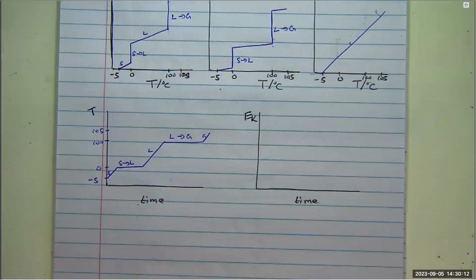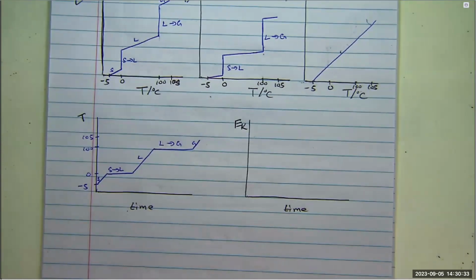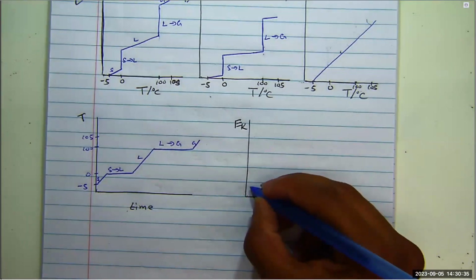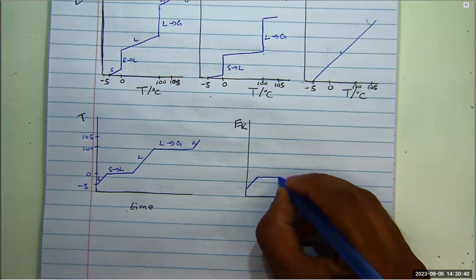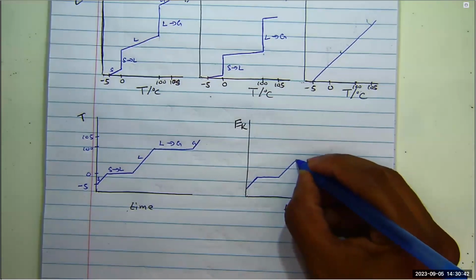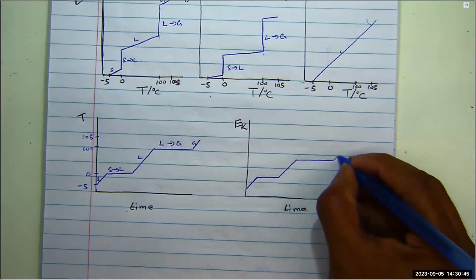Same as temperature versus time, right? We know temperature is a measure of the average kinetic energy. In other words, temperature and kinetic energy are directly proportional to each other. Meaning if you draw the kinetic energy versus time, it should look the same as temperature versus time. So it should look the same thing like that. So increases, stays the same, and then increases, stays the same, and increases.